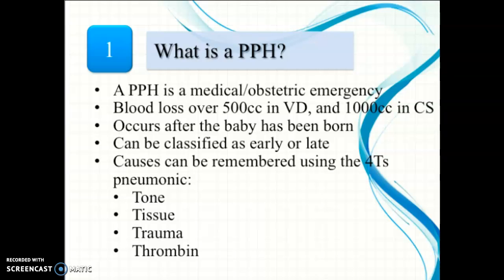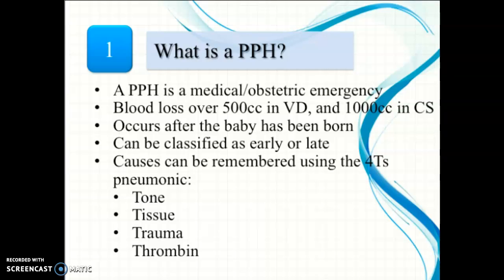Causes can be remembered using the 4T mnemonic, which is tone, tissue, trauma, and thrombin. There's a table on page 744 of our textbook, table 19.1, which will go into more detail of this if you need further information. So the tone indicates the ability of the uterus to contract efficiently.